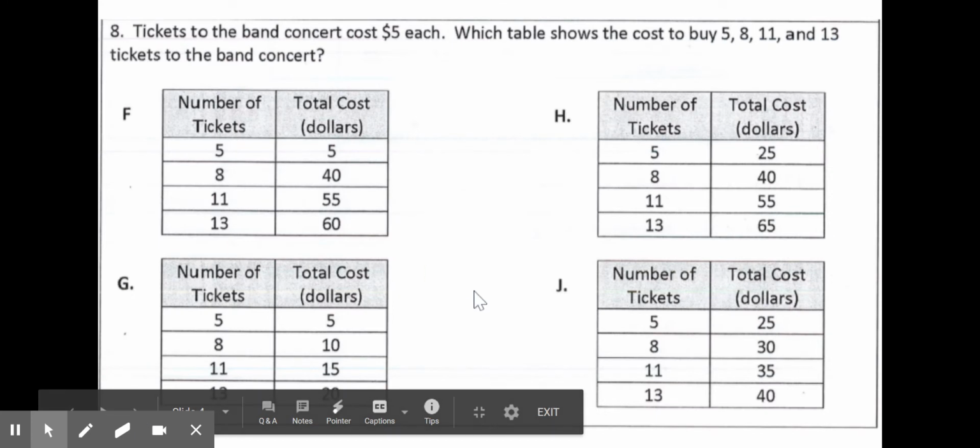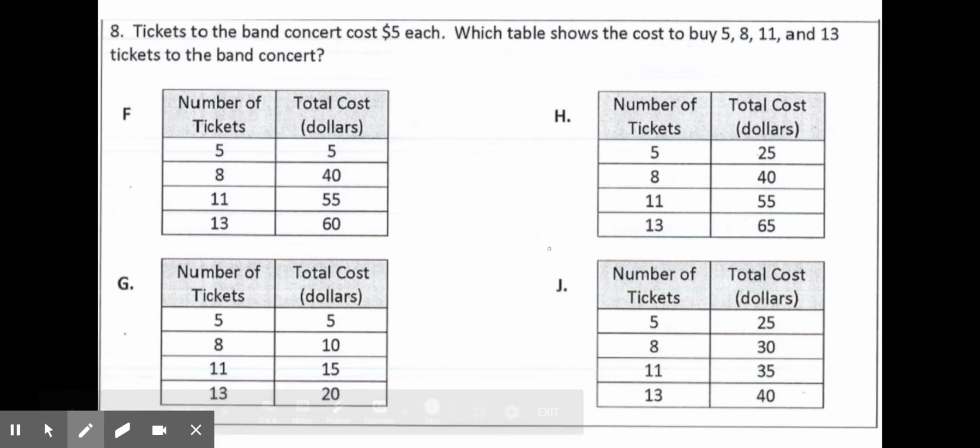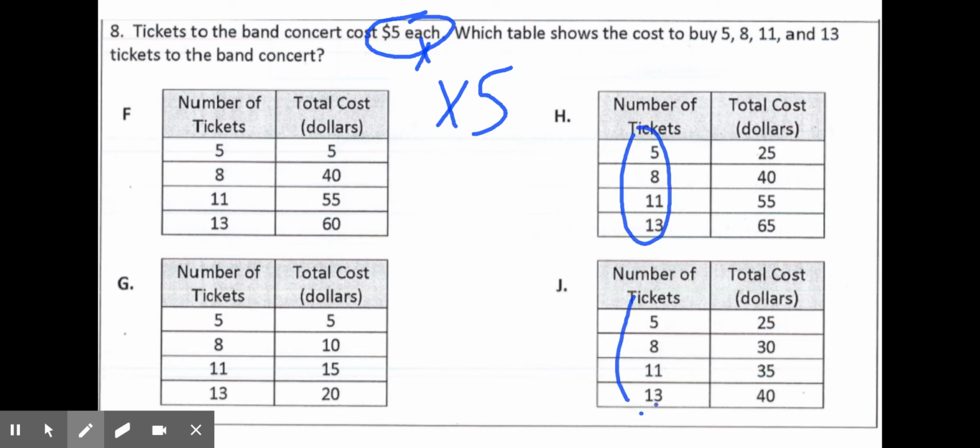All right, the next one. Here's one like before. We have all these different charts. It says tickets to the band concert cost $5 each. Well, I know each next to a number means times, so they're wanting me to find the chart that's times 5. Which table shows the cost to buy 5, 8, 11, and 13 tickets? Well, if you notice right here, there's all your 5, 8, 11, and 13. So I want the chart that's times 5.